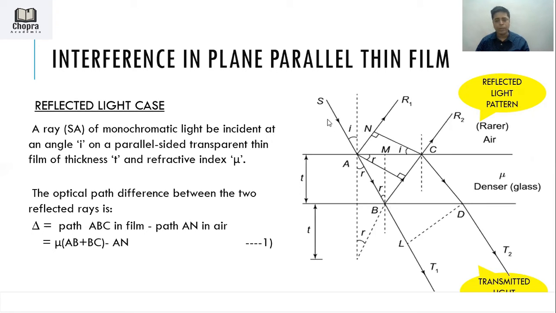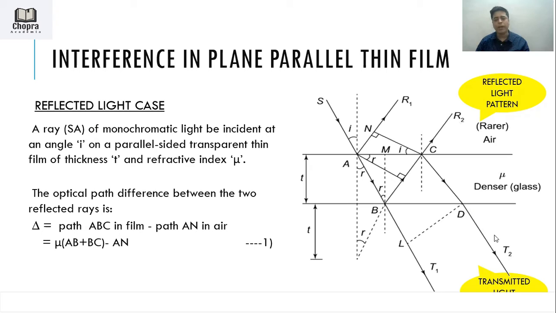Now here we have two cases. One is the reflected light case, wherein we observe the reflected interference pattern from the rays R1 and R2. I have written here reflected light pattern, which further can be visualized using a microscope. And then the transmitted pattern, which is obtained by the interference of T1 and T2, written here as transmitted light pattern. So that is a different case.